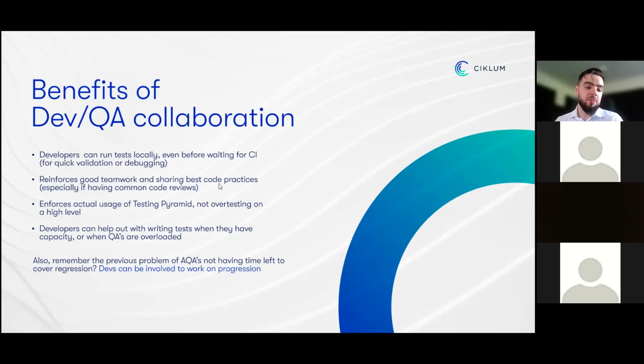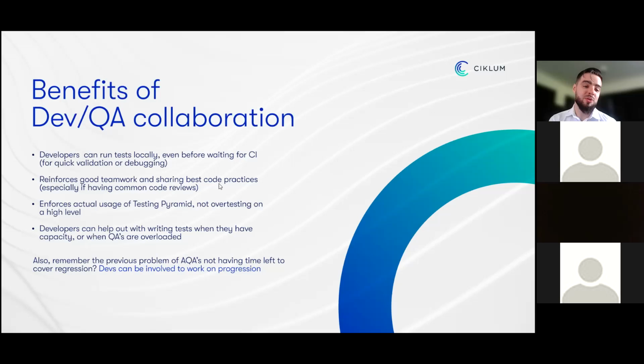Also, when you collaborate with developers, and developers know well your automation framework and you work together, it enforces the actual usage of the testing pyramid. So you don't overtest on a higher level. So you can, for example, from experience, if we have some user story you want to test, come up with some test cases as a QA, and then you decide together with the developer what parts can be covered on unit test level or integration test level. And only the most minimum stuff should be covered on the highest level, which you will be mostly working on. So if you collaborate closely with devs, this is actually possible. If you don't, it's very, very hard, or I would even say impossible.